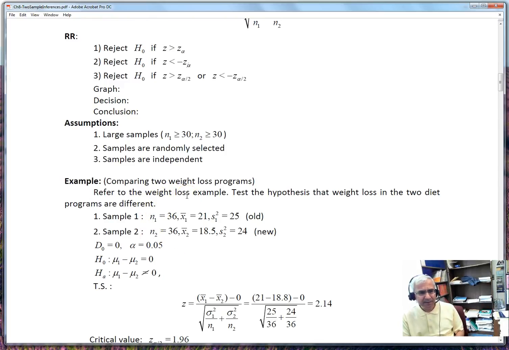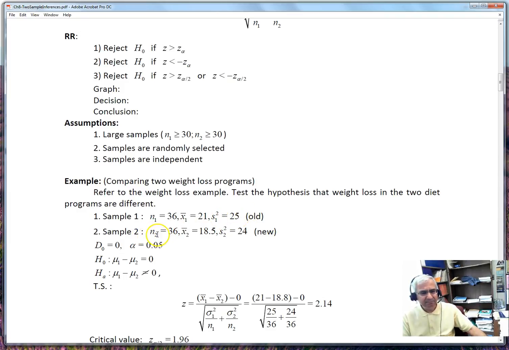Suppose we're trying to compare two weight loss programs. This is an example you've seen before. So suppose that we want to test the hypothesis that the two weight loss diet programs are different. So the first program, the old one, we picked a sample of 36. We found that the weight loss in the sample is 21 pounds with a sample variance of 25. So remember, when I use S1 squared, that's a variance. So the sample standard deviation is 5.